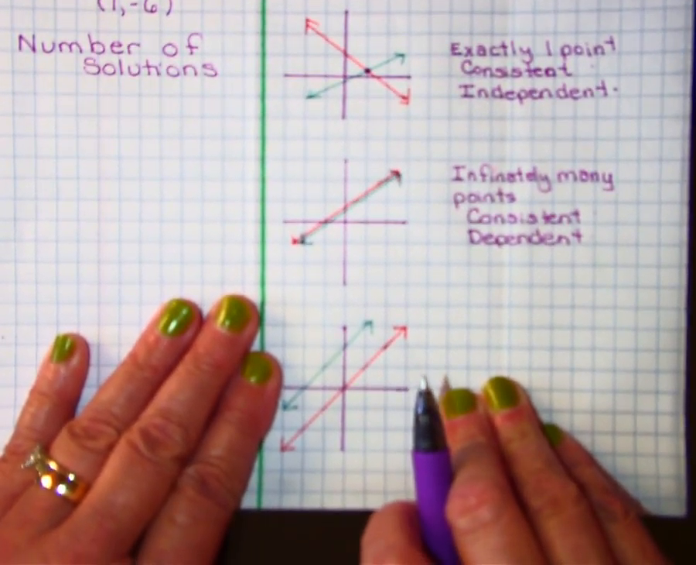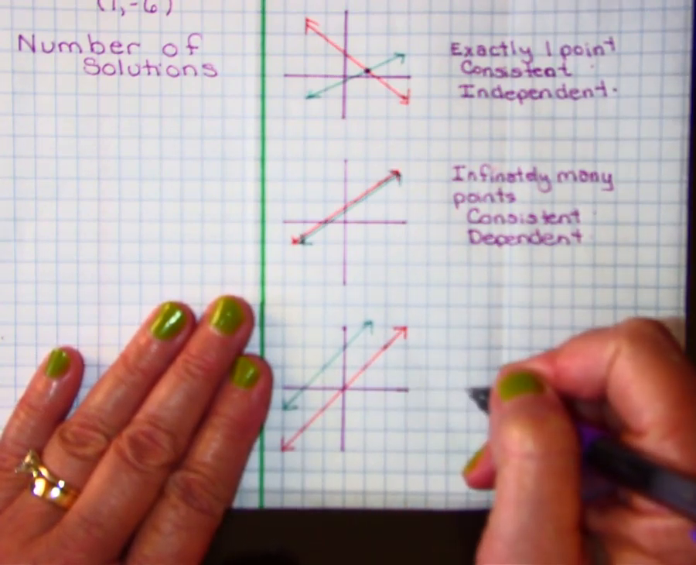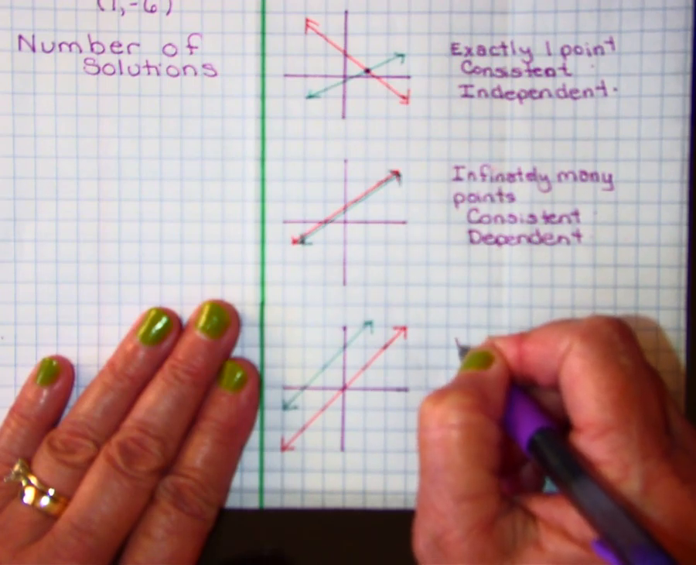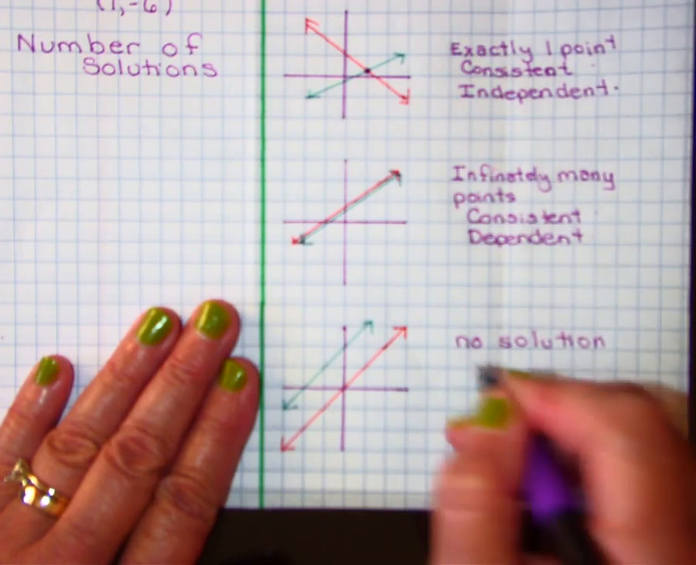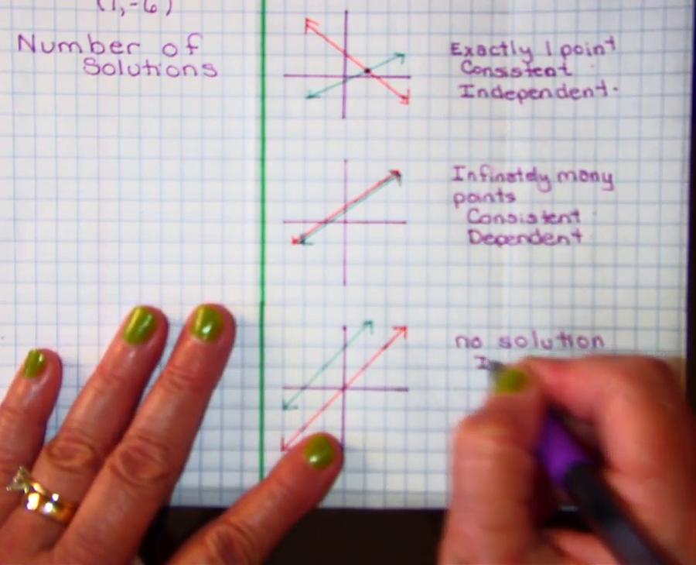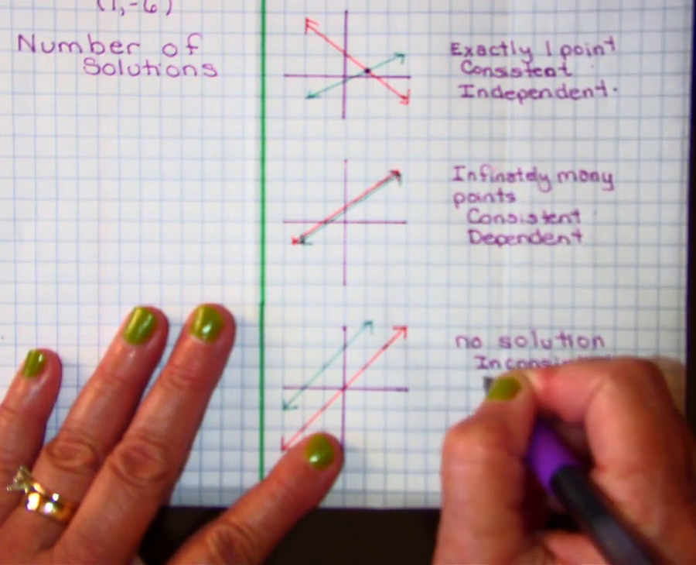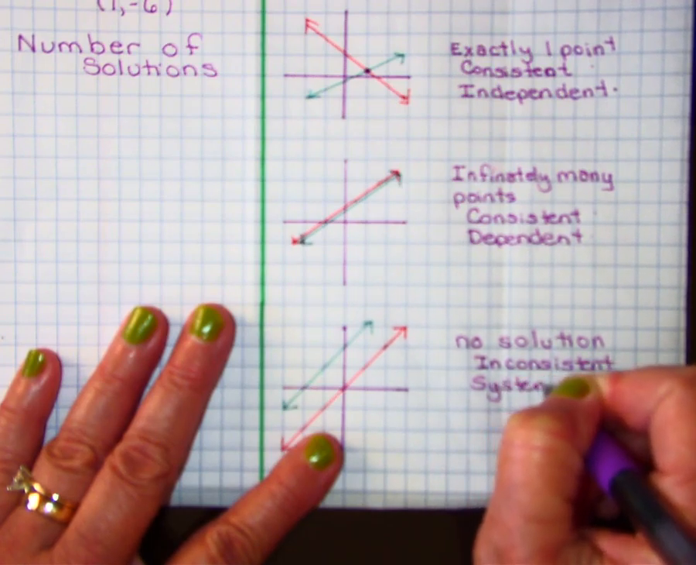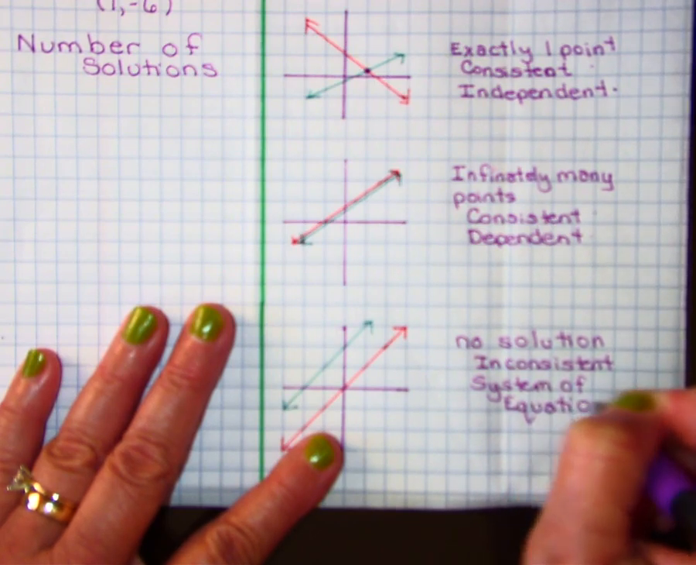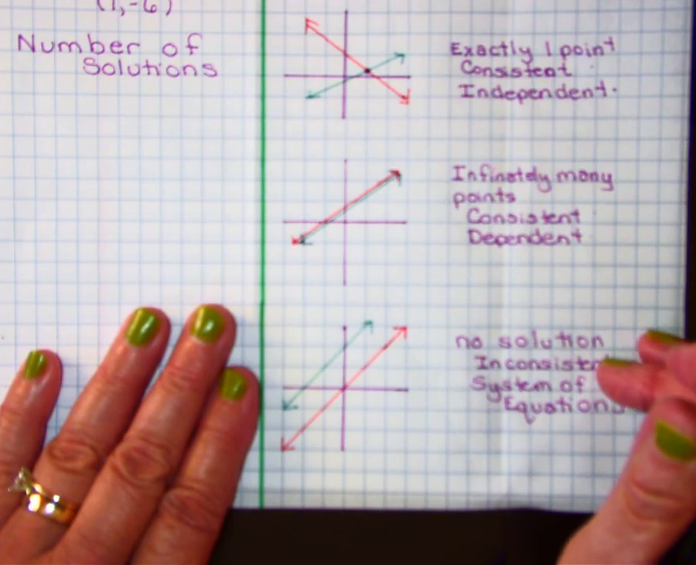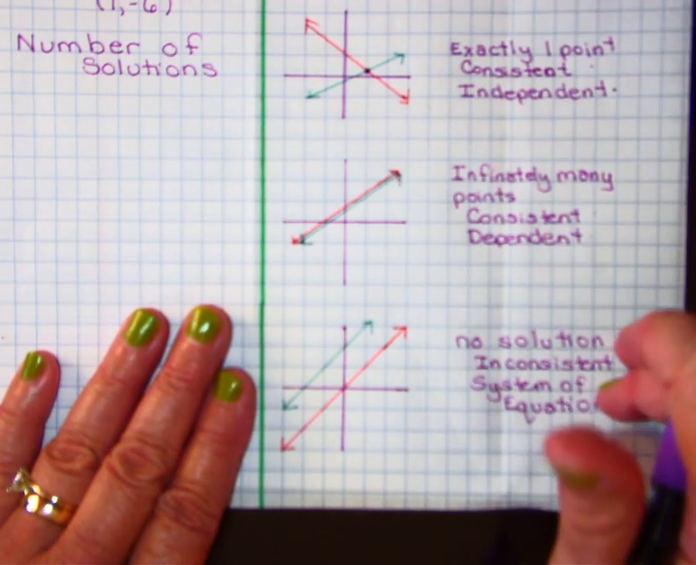The last type of solution we can get is when the lines are parallel. They both have the same slope. These will have no intersection points, so it's no solution. And when you have no solution, it is an inconsistent system of equations. Now, these are the 3 linear system solutions that we can get: one, infinitely many, or no solution.